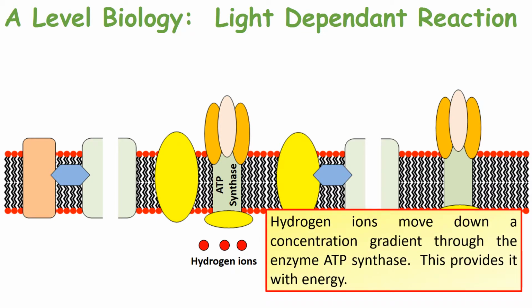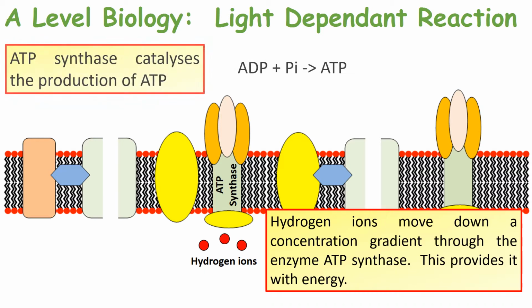Hydrogen ions move down the concentration gradient through an enzyme called ATP synthase, which in turn will produce ATP. The ATP synthase catalyzes the production of ATP by adding an inorganic phosphate molecule to ADP.